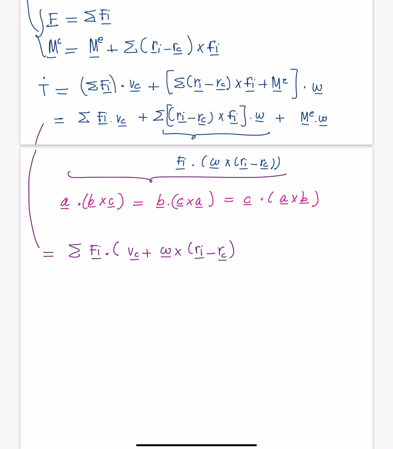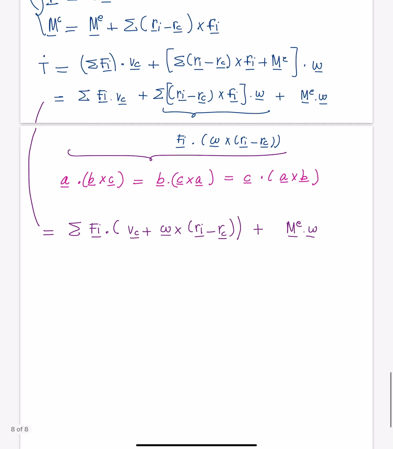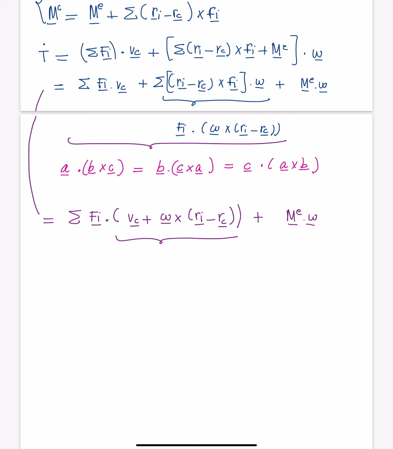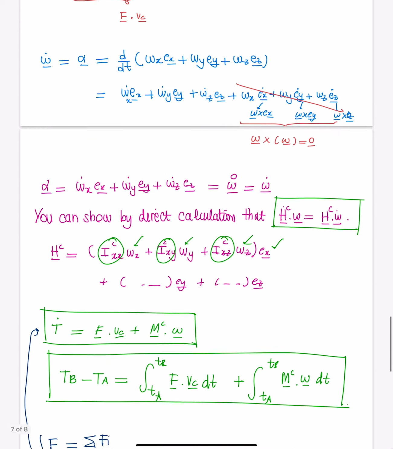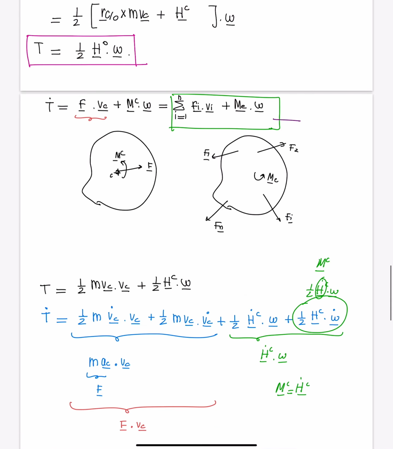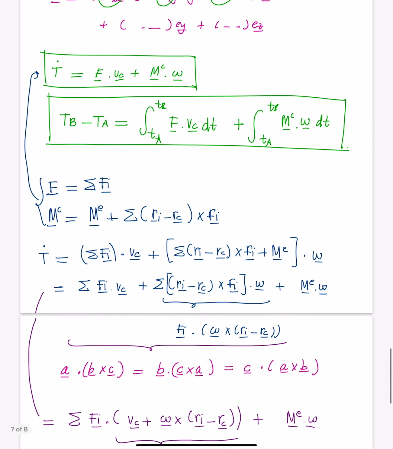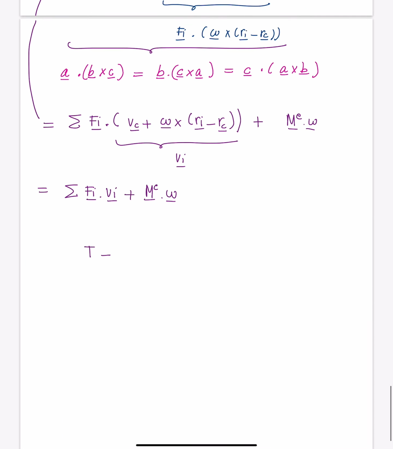Okay, cool, plus Me dot omega, that's outside the sum. And what is Vc plus omega cross Ri minus Rc? That's just equal to Vi. So then that sum is equal to Fi dot Vi plus Me dot omega. Ta-da! We got this. So then the derivative of the kinetic energy can be written as the sum of Fi dot Vi plus Me dot omega.